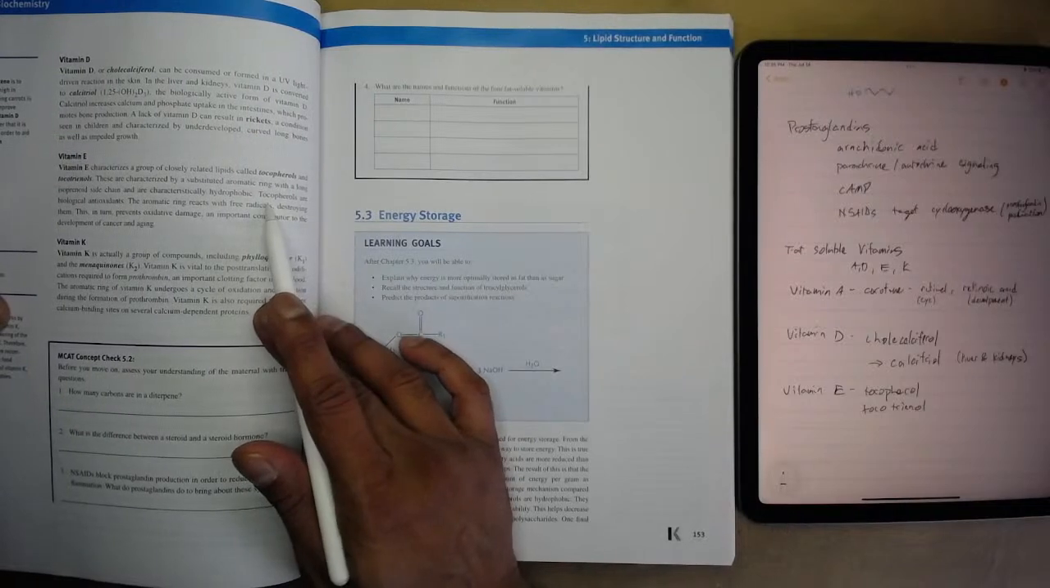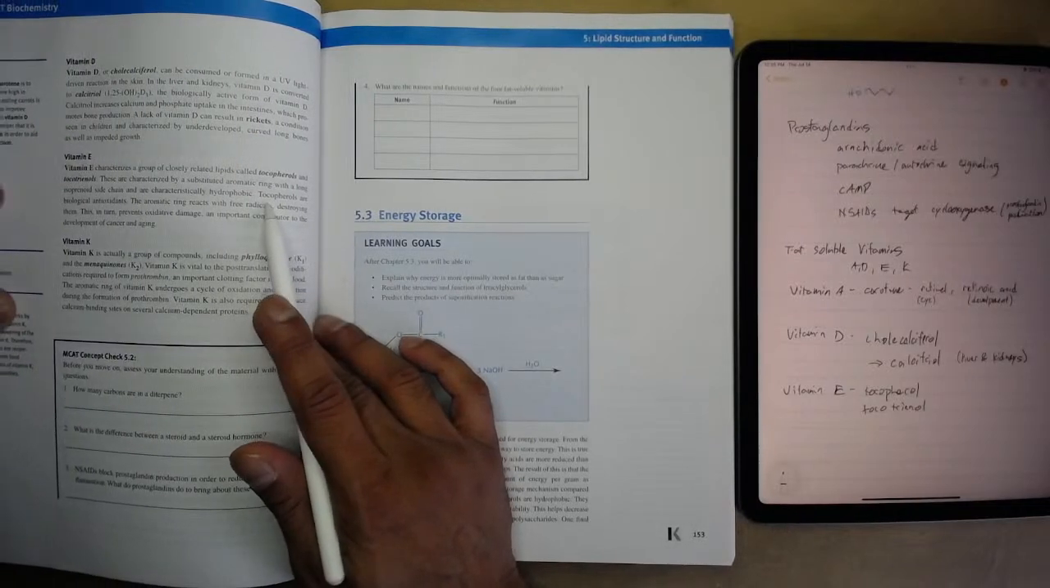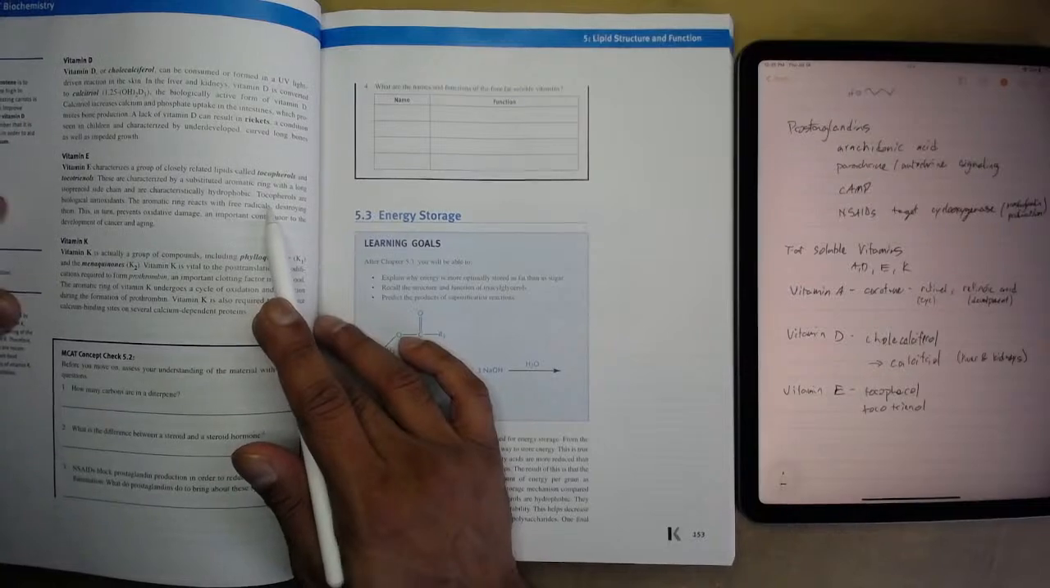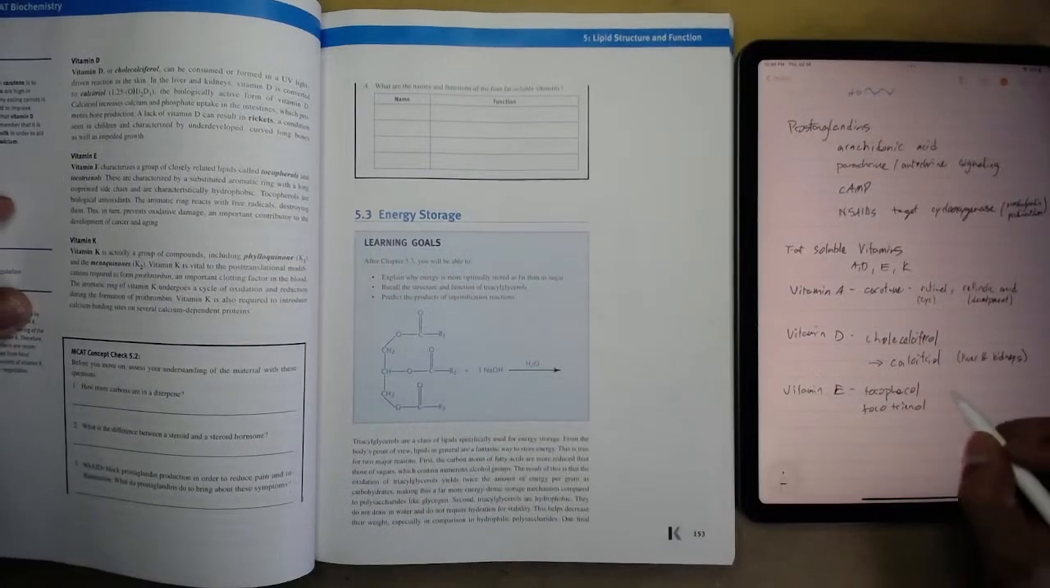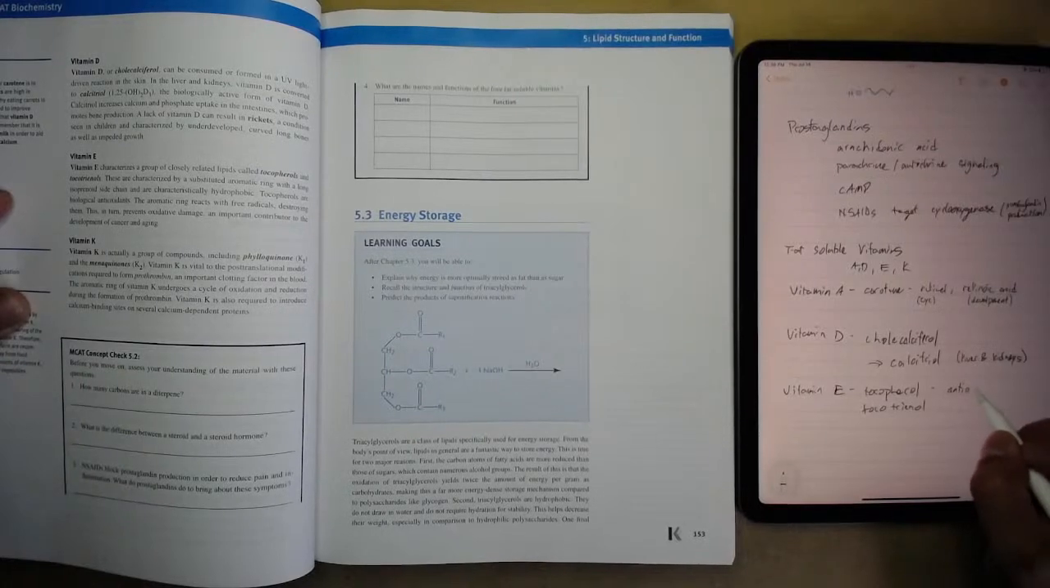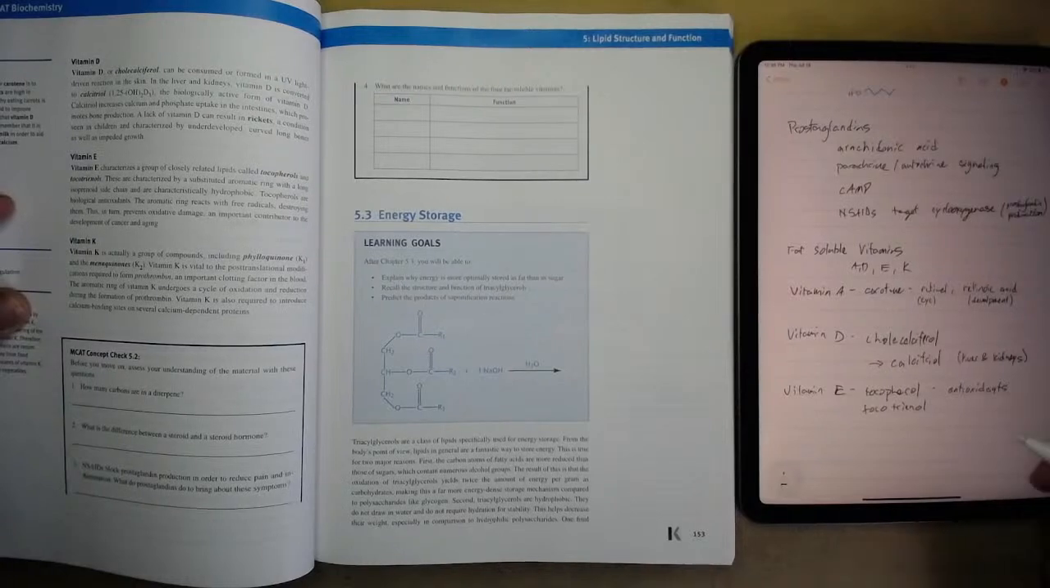They don't tell us what tocotrienols are, but tocopherols are antioxidants. And they have aromatic rings.